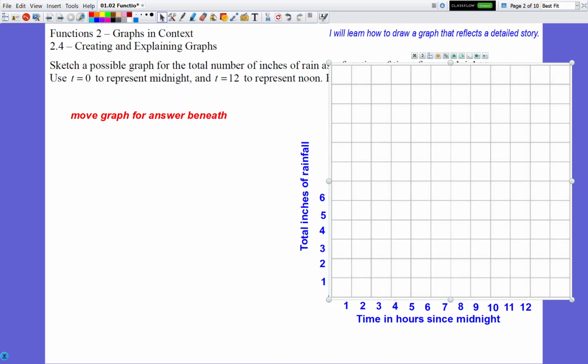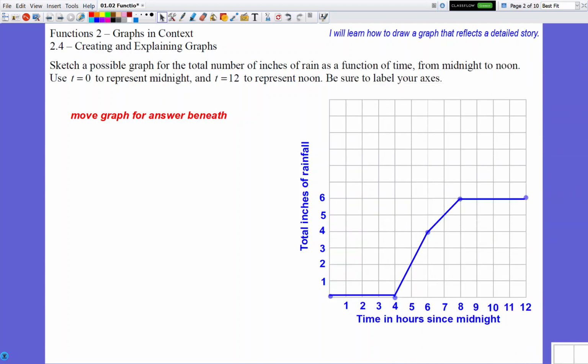All right, so let's see some dots that we have to plot. Let's move the rest of this graph so you can see how this all looks. And you see this first dot, that's at 0. It's going to be 0 on the x-axis, 0 on the y-axis, because it's midnight, because 0 stands for midnight. And it's going to be 0 on the y-axis because 0 inches fell.